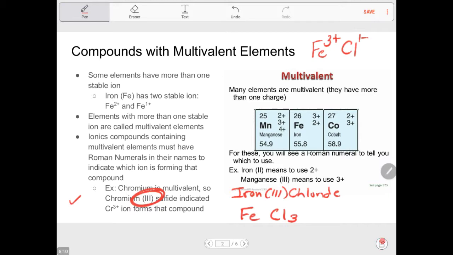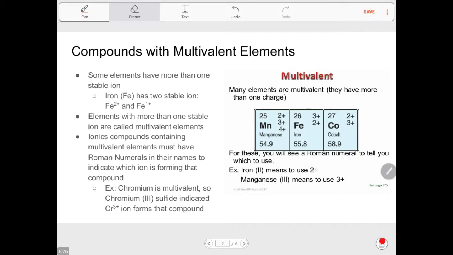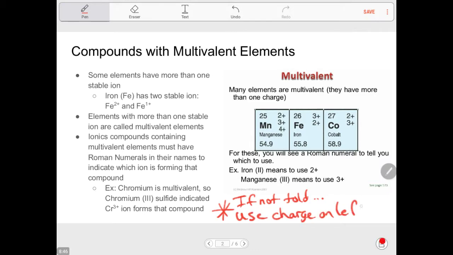So again, if you have a multivalent, typically the question will tell you with a Roman numeral which one to use. But if they don't, you choose the one that you read first on the left. Remember that rule. I'll even write it again. If not told, use charge on left. That's really important if you are not told.